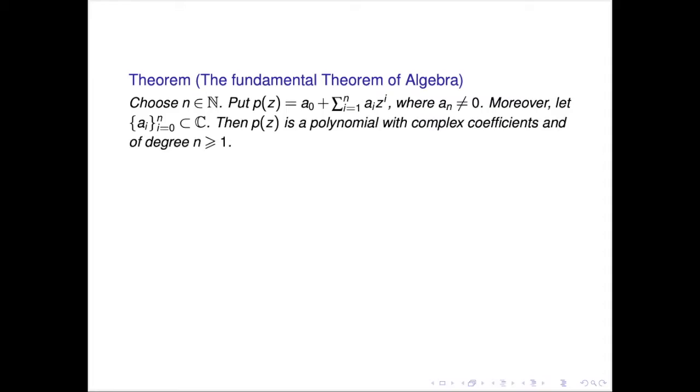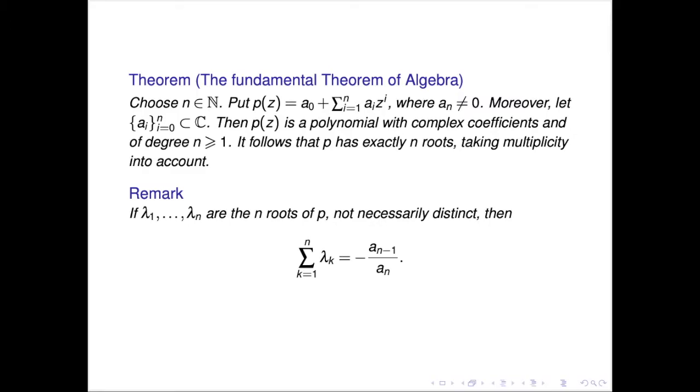Then p of z is a polynomial with complex coefficients and of degree n greater than or equal to 1. Also, the fundamental theorem of algebra asserts that p has exactly n roots, taking multiplicity into account. It is also remarked that if lambda 1 up to lambda n are the n roots of p, where the lambda sub k are not necessarily distinct, then the sum as k goes from 1 to n of lambda sub k equals the negative of the ratio of the coefficient on z to the power n minus 1 to the coefficient on z to the power n.